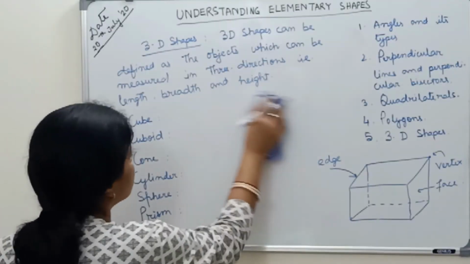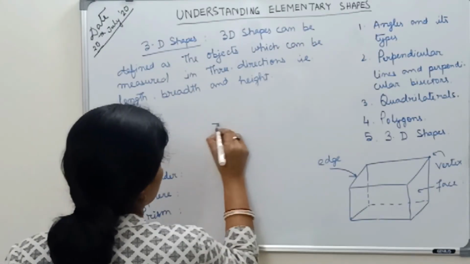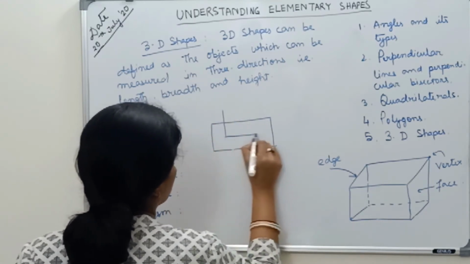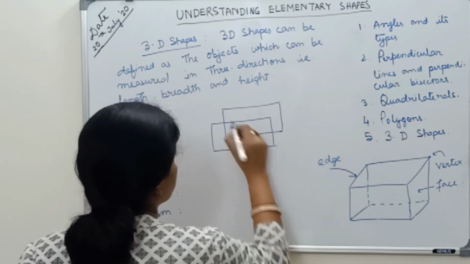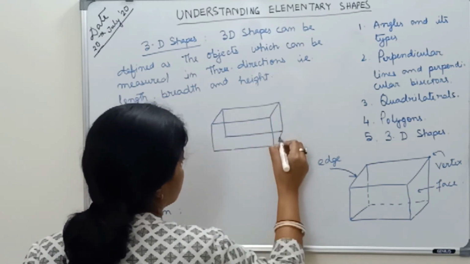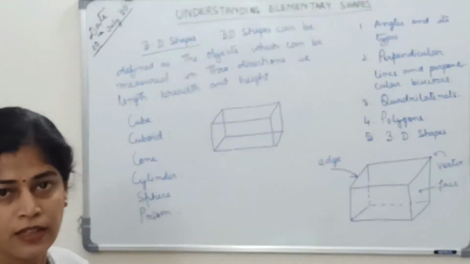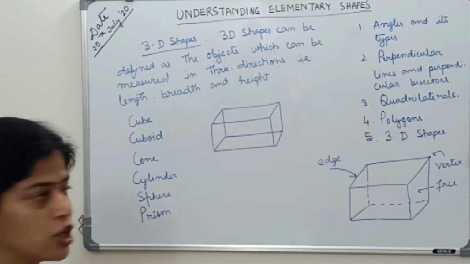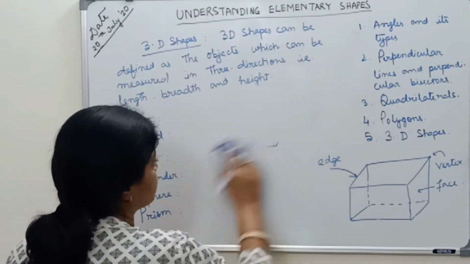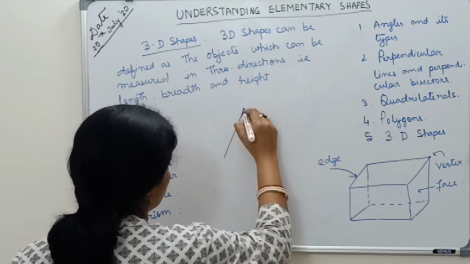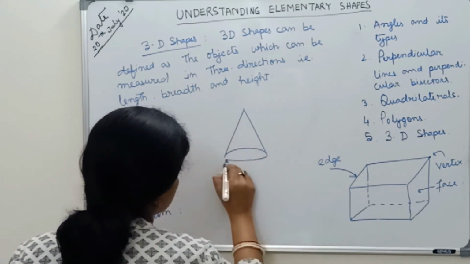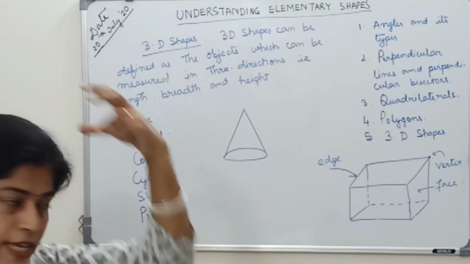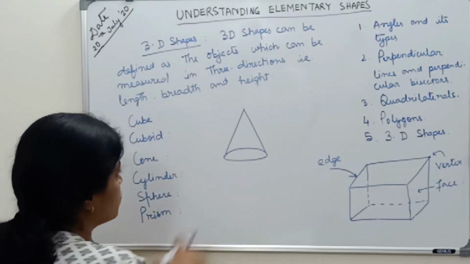Now what is a cuboid? Cuboid means this is a cuboid. For example, a brick, a pencil box, a book, all are cuboid shapes. Now what is a cone? Cone, you know, this is a cone. Birthday cones we used to use as a hat. So this is a cone.